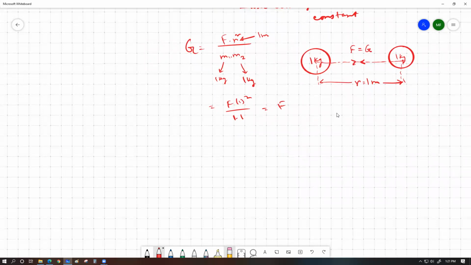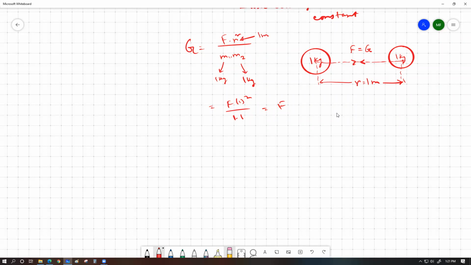I'm not going to write this, but I'm just saying it slowly so that you can grasp the idea. The amount of force by which two objects attract each other due to gravitational force when their masses are 1 kg each and they are separated by exactly 1 meter distance is called the universal gravitational constant.